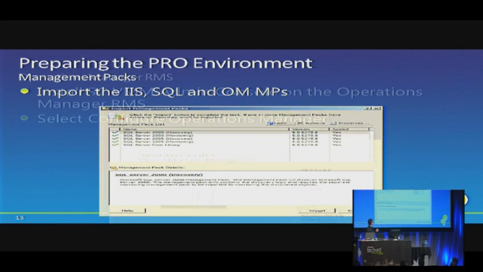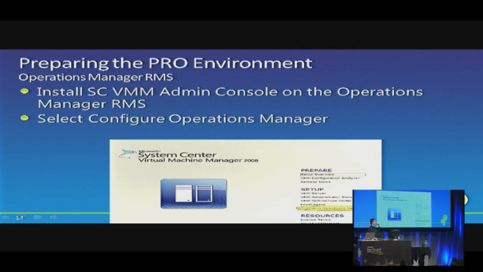After they're installed, then you install the VMM console, the administrator's console, on the Operations Manager root management server. And the one you choose is not the normal VMM admin console, but the Configure Operations Manager. So Configure Operations Manager will install the VMM admin console, as well as the tools necessary to run this connection between the 2 environments. You install that on the root management server.